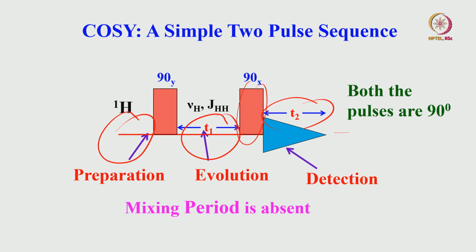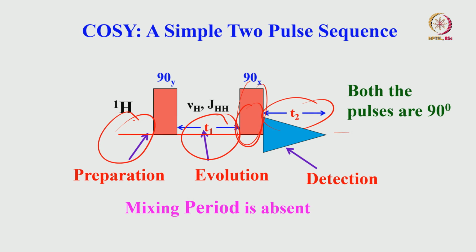Of course, you can apply X or Y depending upon your choice. This is the detection period, this is the evolution period, and this is the preparation period. Of course, it is a very simple two-pulse experiment. You may ask me what the mixing time is here. There is no mixing time. This itself you can consider as a mixing time.